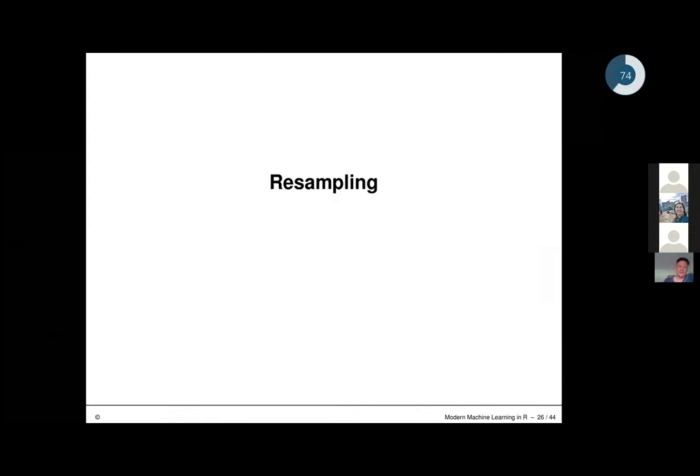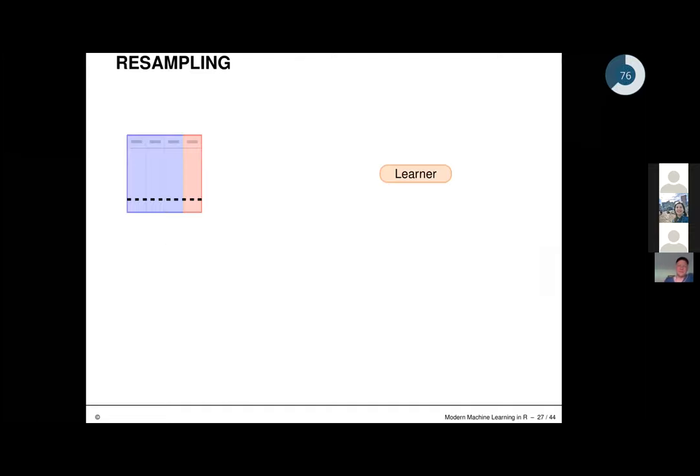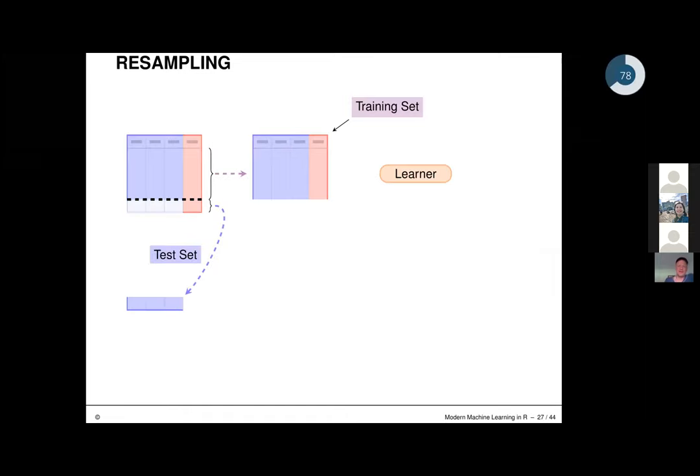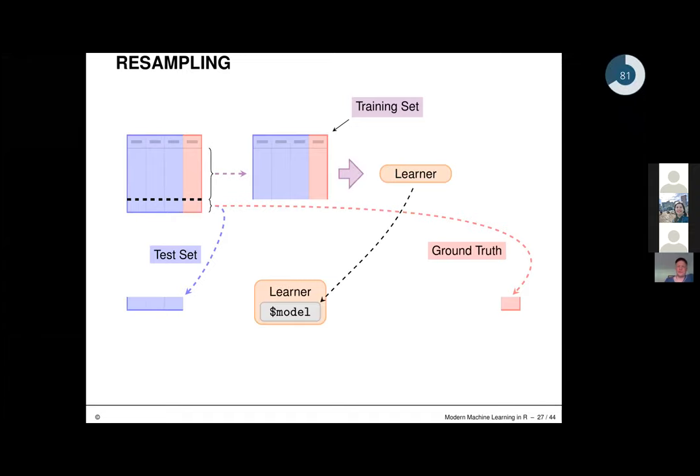If you repeat this, this is then called resampling. For resampling, you first split the complete data you have into two parts. First, the training set, and then the upper rows here and the lower rows are the test set. And the test set you also divide into the features and the target. The training data goes into the learner, right, where you again learn a model. And then you pass the features of the test set to the learner, get a prediction, compare it with the ground truth, and get a performance.